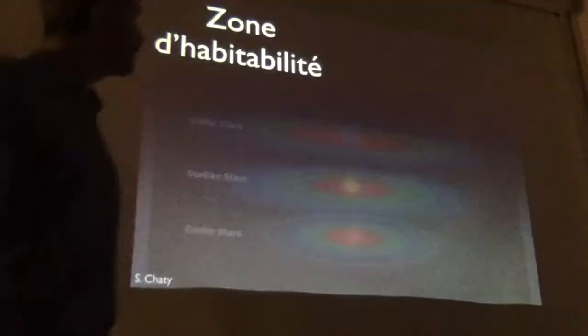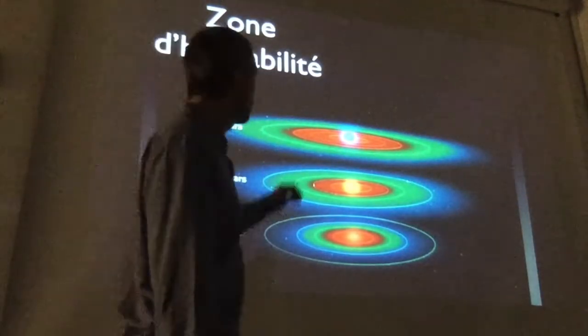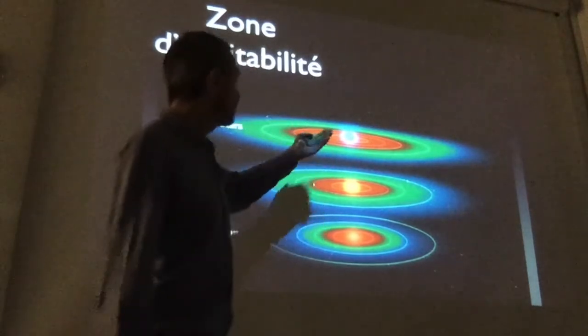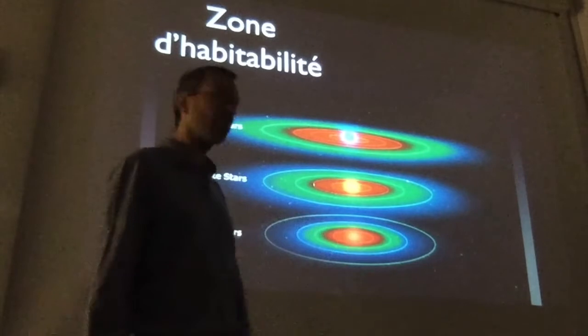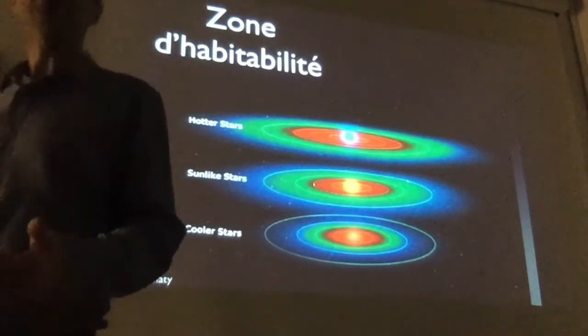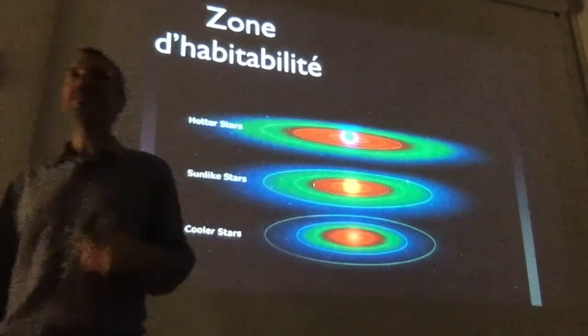Okay, so the habitability zone depends on the star, because if you have hot stars, it's better to be far away from the star. If you have faint stars, it's better to be close to the star. So the green zone is the habitability zone.